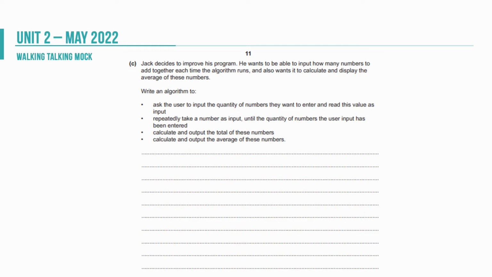We're then moving on to the sort of slightly longer OCR reference language questions. Remember, in part A of the exam, you can only use OCR reference language. In part B of the exam, you can use Python or another high-level language, or you can stick to OCR reference language, as I will be doing. In this one, we want to write an algorithm that asks the users to input the quantity of numbers they want to enter, repeatedly takes in numbers, and then calculates the total and the average of those numbers.